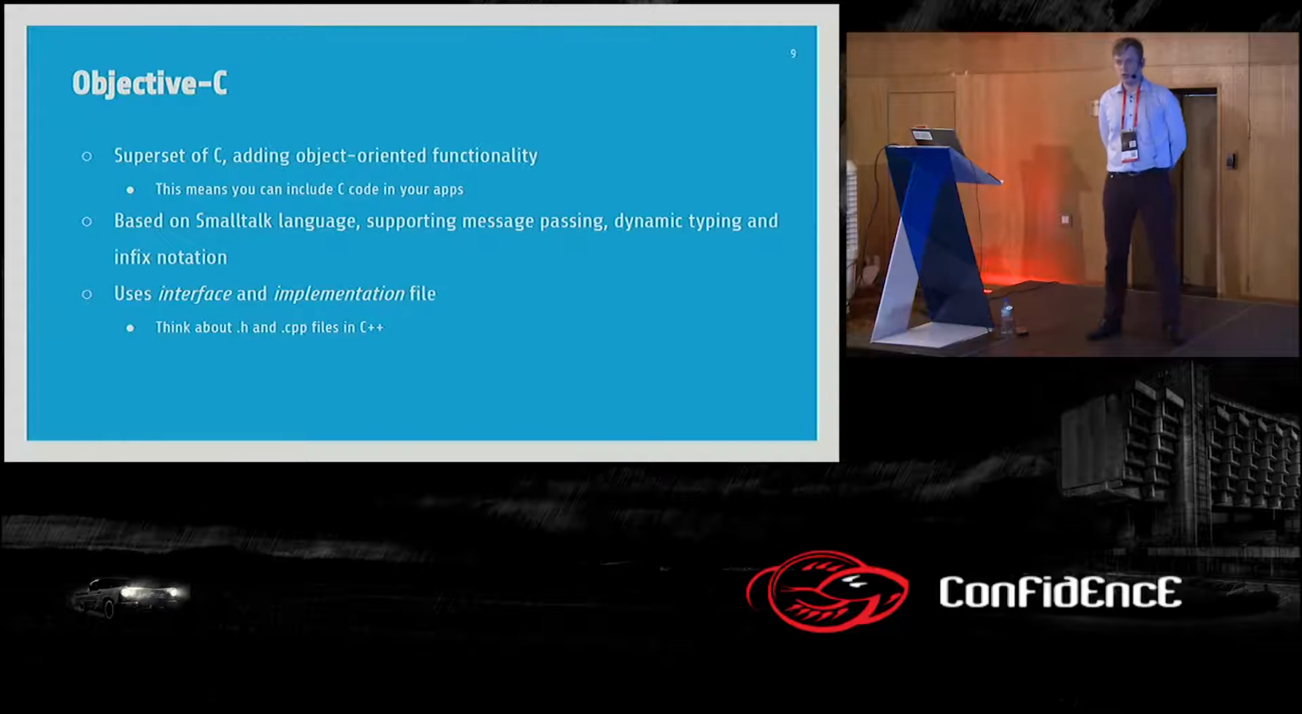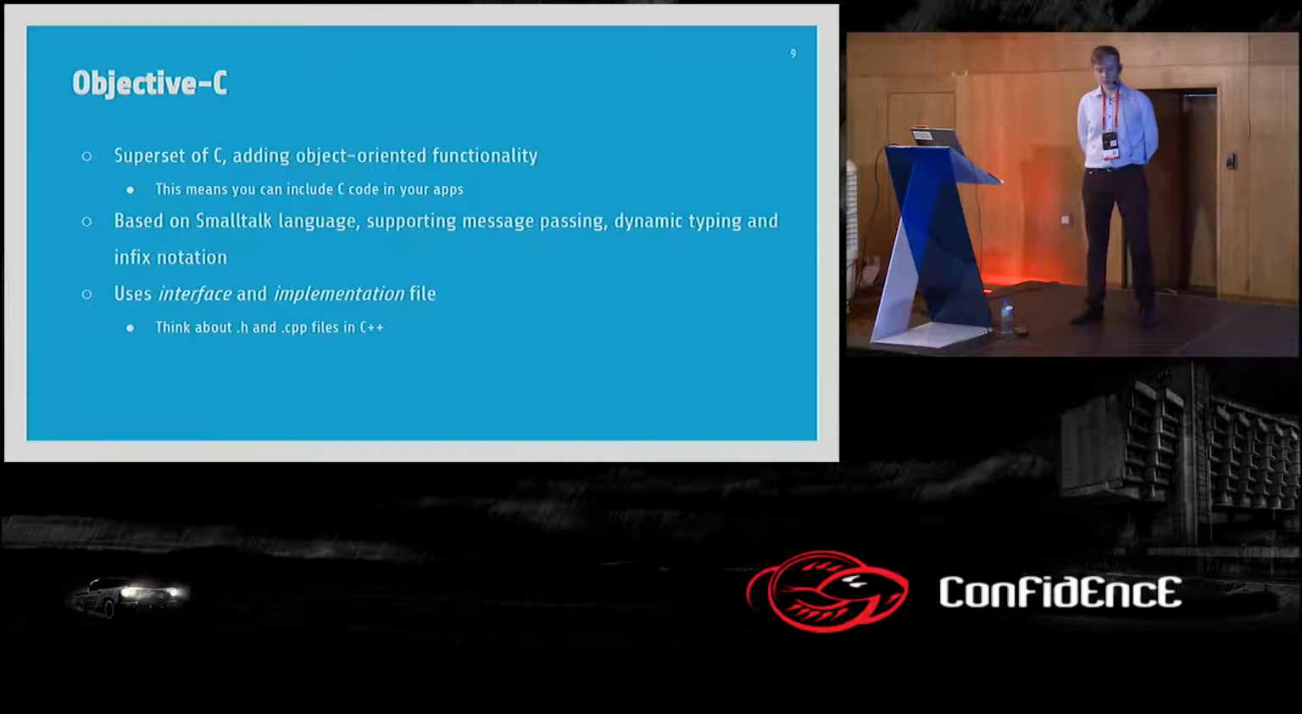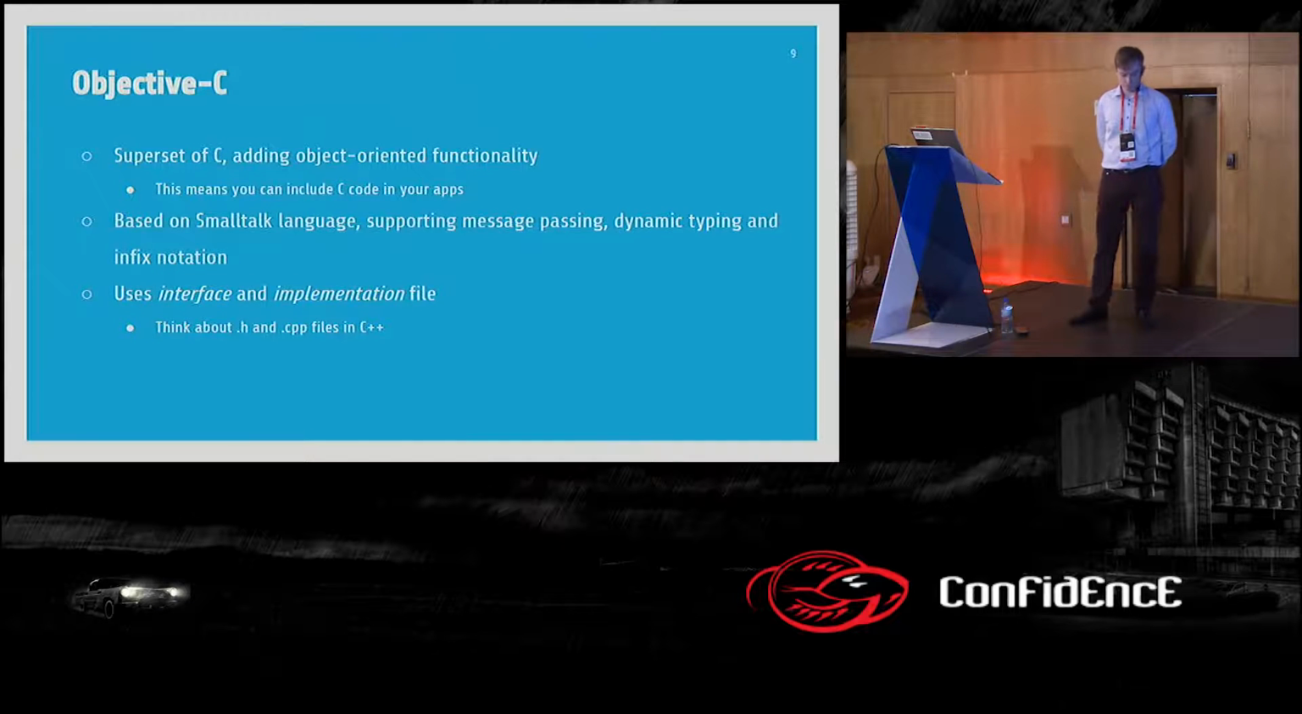Good. Now, Objective-C. A couple of words about Objective-C. It's an object-oriented language, basically a superset of C, which means that you can use the Objective-C compiler to compile C applications, and you can embed C code in your applications as well. It has a couple of interesting features, and we'll see a couple of details in an example.